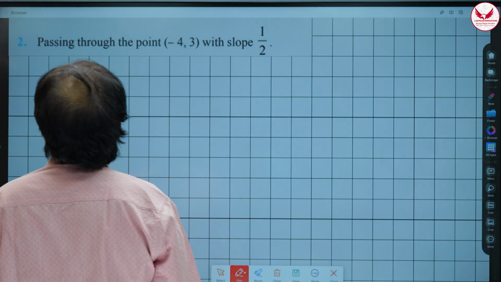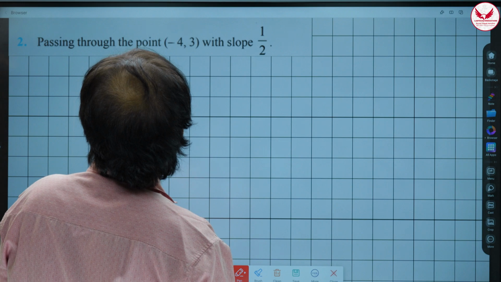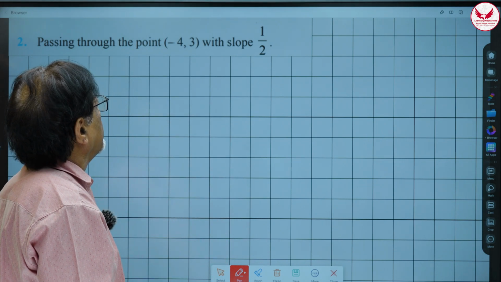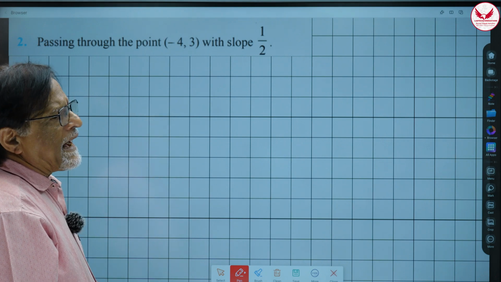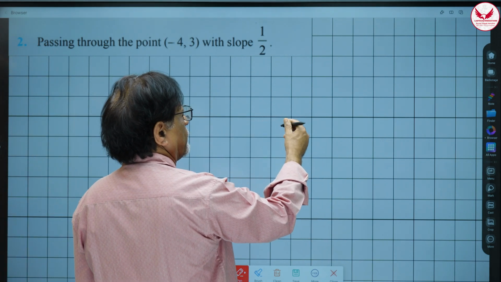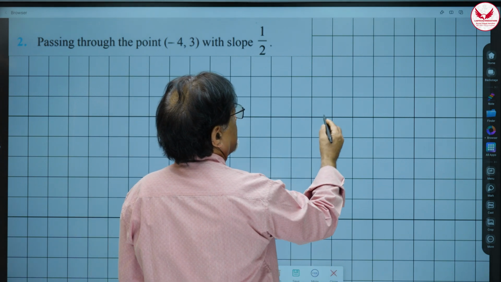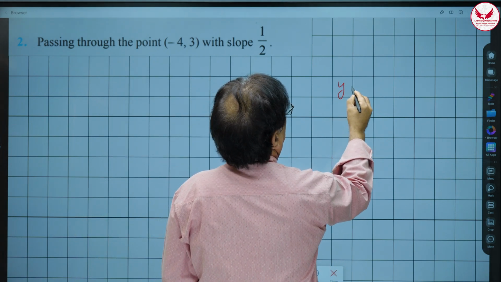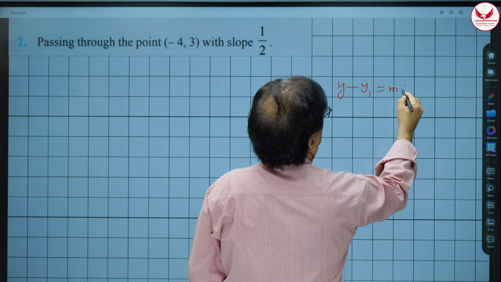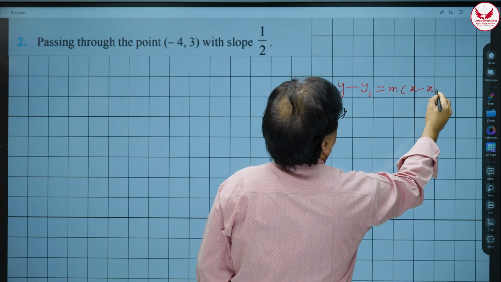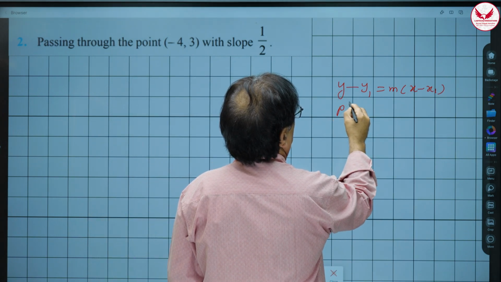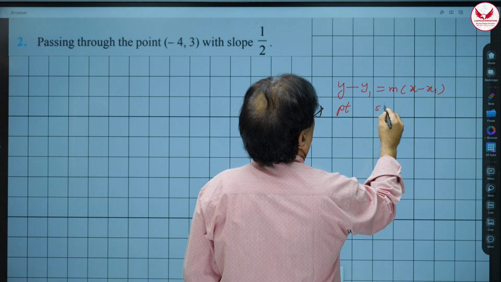Now let us have a look at the second problem. Find the equation of a line which passes through the point (-4, 3) with slope half. Now you have to memorize the required formula here. What is the formula? The formula is y minus y1 is equal to m multiplied by (x minus x1), right? This formula itself is called the point slope form.